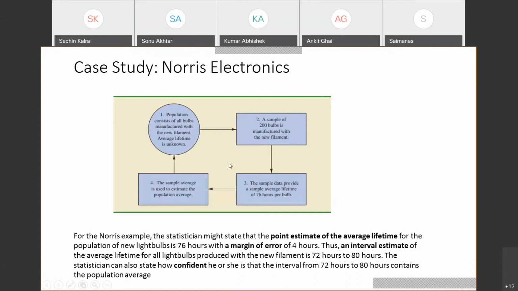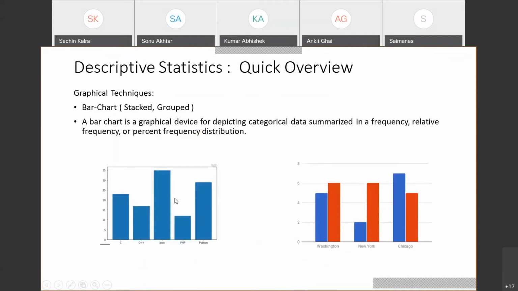Now, another part of descriptive statistics, this part I think I'll take more briefly because this is what we use in our day-to-day life and is actually very crucial to what we present to our clients. Now, in descriptive statistics, as we learned, we have various graphical techniques. One is the bar chart, as you can see on the screen. So this figure right here is called a bar chart. It has various forms. It can be stacked or it can be grouped. This is an example of a grouped bar chart.